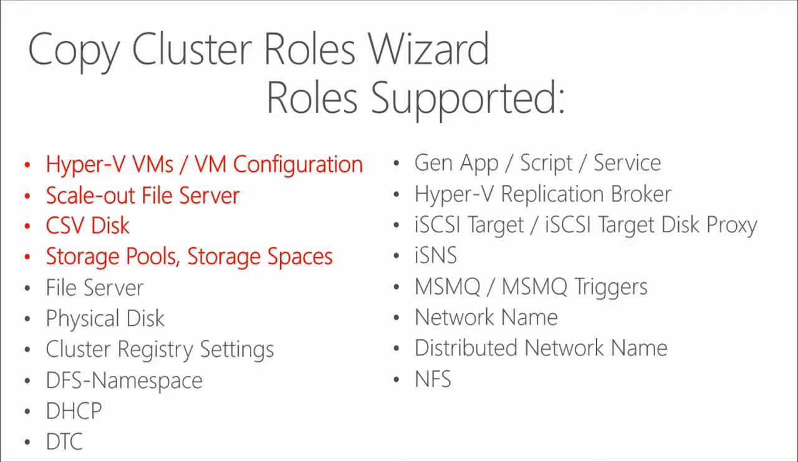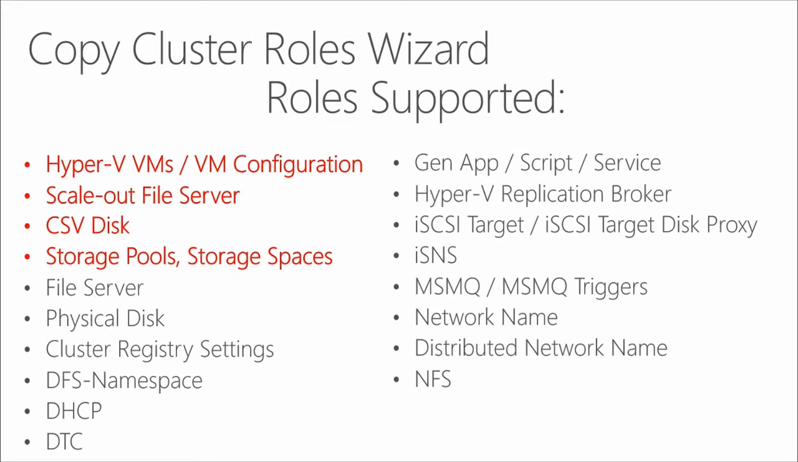Now, in terms of the roles that we do actually support within the copy cluster roles wizard, there's a number here that have been supported for a while and some that are reasonably new. The roles that have been supported in the copy cluster roles wizard since 2012 released are in red here. So, clearly we're looking at things like Hyper-V VMs and VM configuration. Scale-out file server is definitely a Server 2012 thing. We didn't have the scale-out file server before 2012 R2? Server 2012 R2. CSV disks and storage pools are new as well. So storage pools and storage spaces have obviously been around since the RTM.